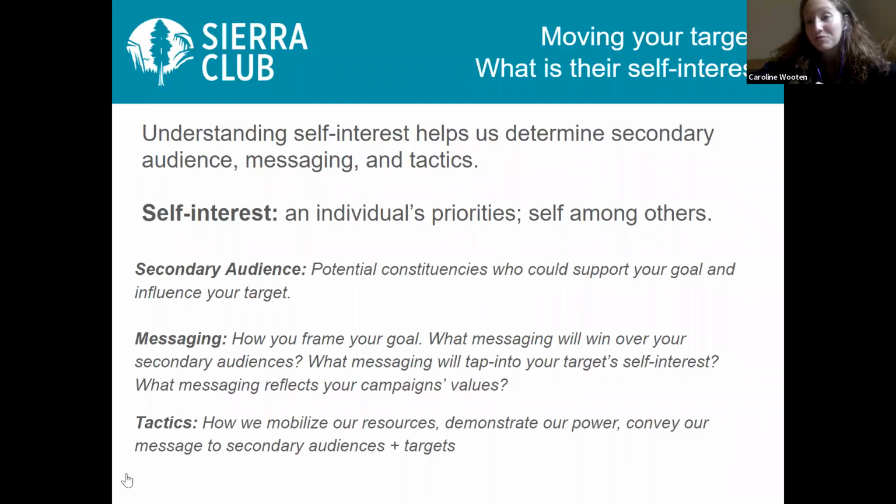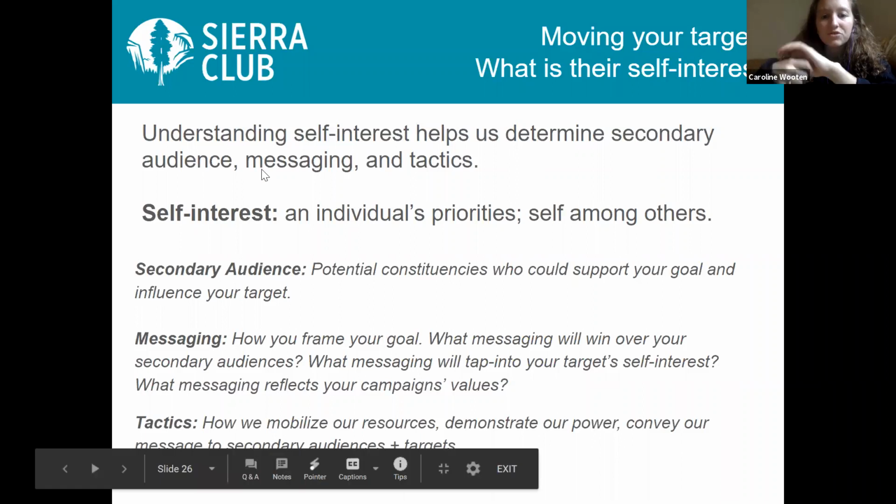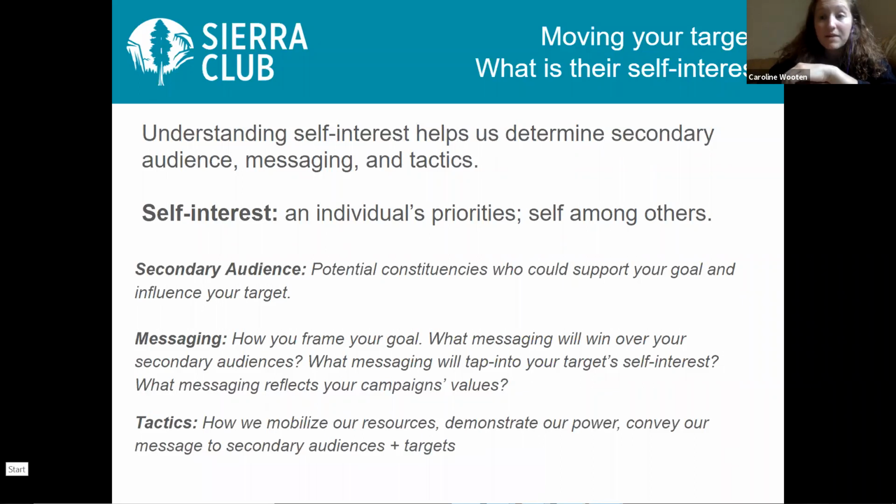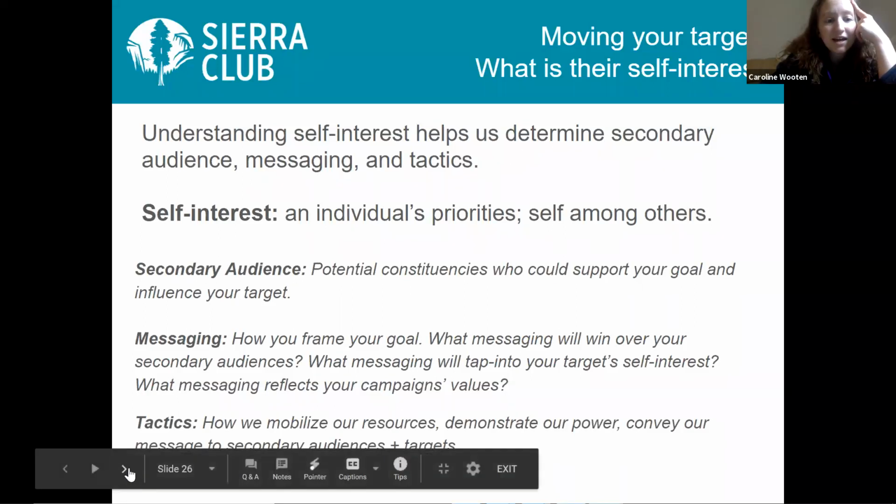Then I think another thing to recognize is frequently a self-interest for elected officials is re-election. So that's the thing you want to be thinking about: what is in our target's self-interest? And then another building block of the house is secondary audiences. So these are potential constituencies who can support your goal and influence your target. Messaging is how you frame your goal. How do you talk about this with the public? And then tactics is how do you mobilize your resources to demonstrate your power or convey a message. Next slide.